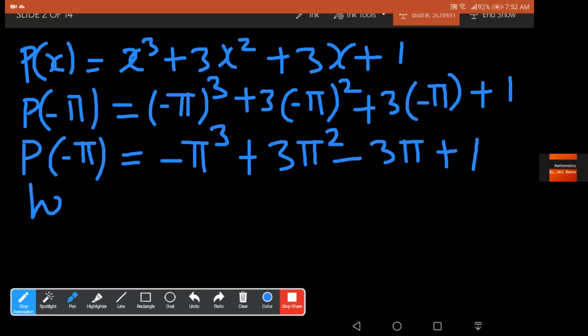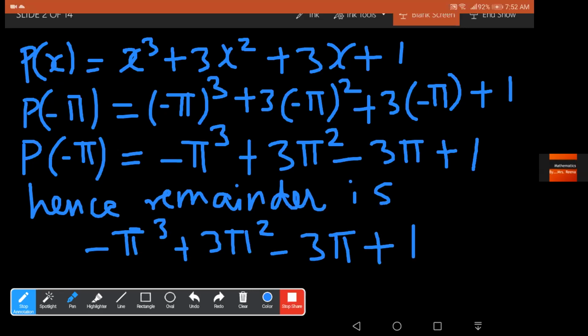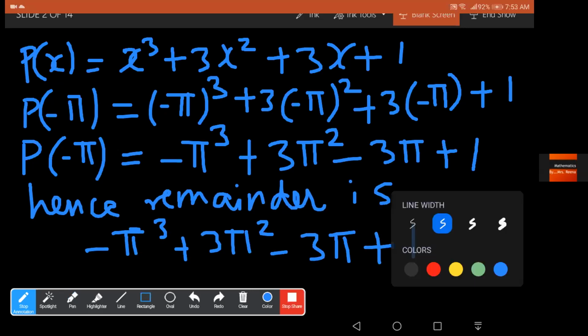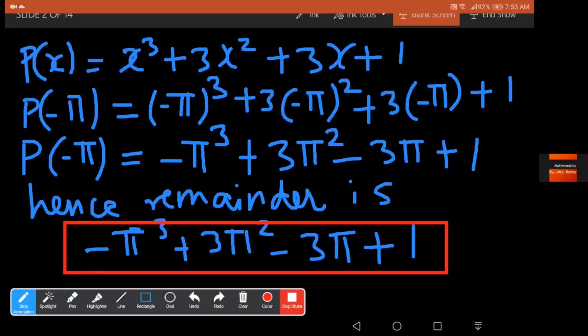Hence remainder is minus pi cube plus 3 pi square minus 3 pi and plus 1. So you have to keep this thing in your mind that here we will not put the value of pi, we will give the answer in the form of pi only. So this is our final answer. So let us move to the next part.